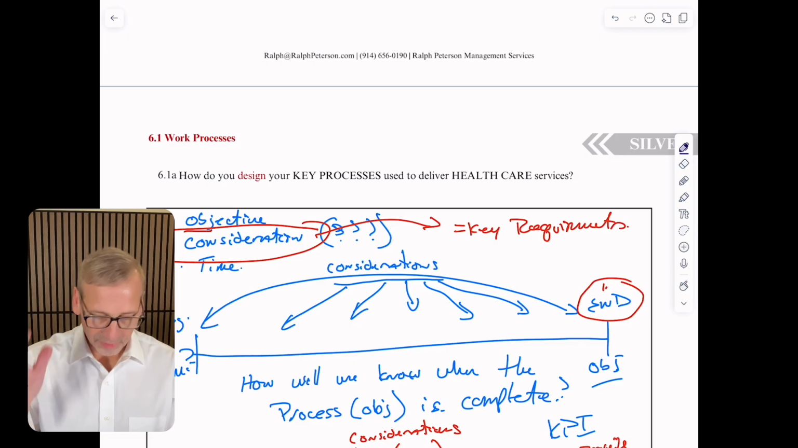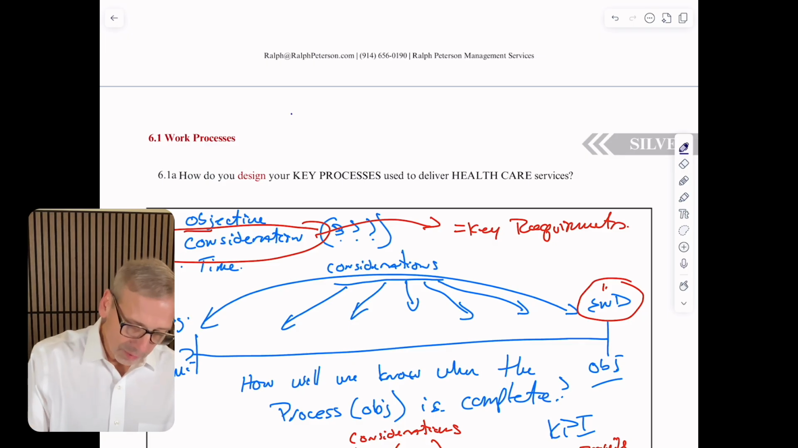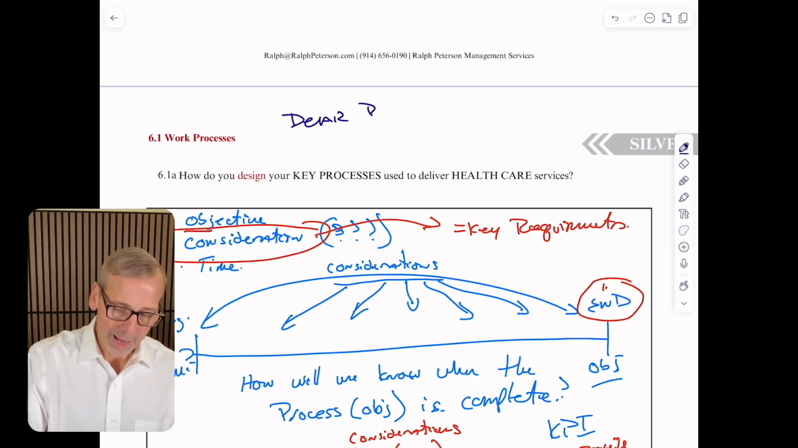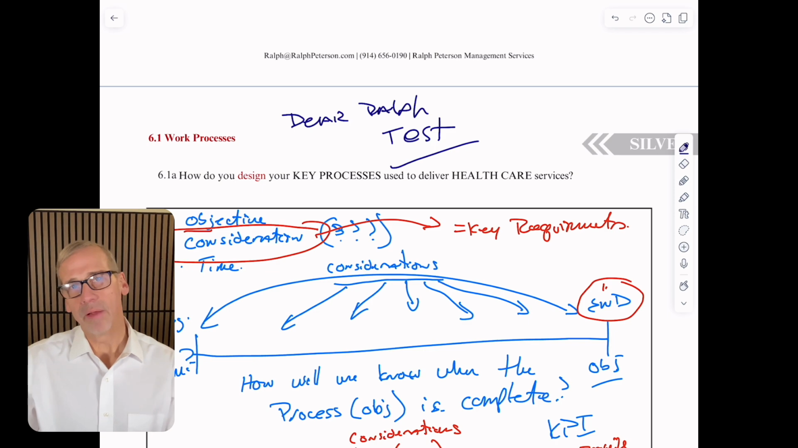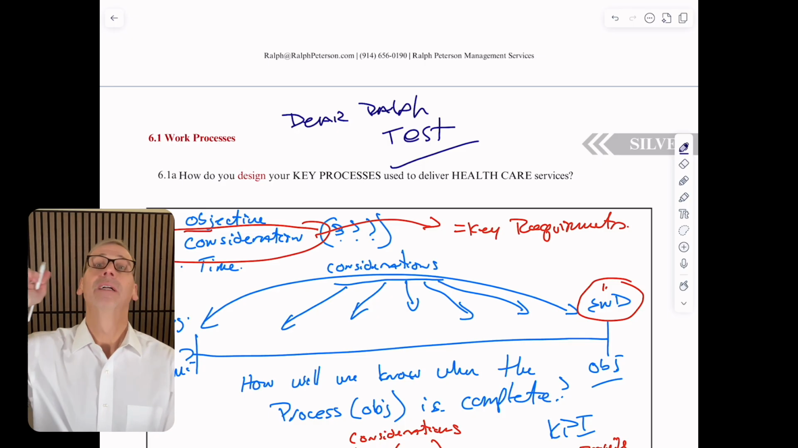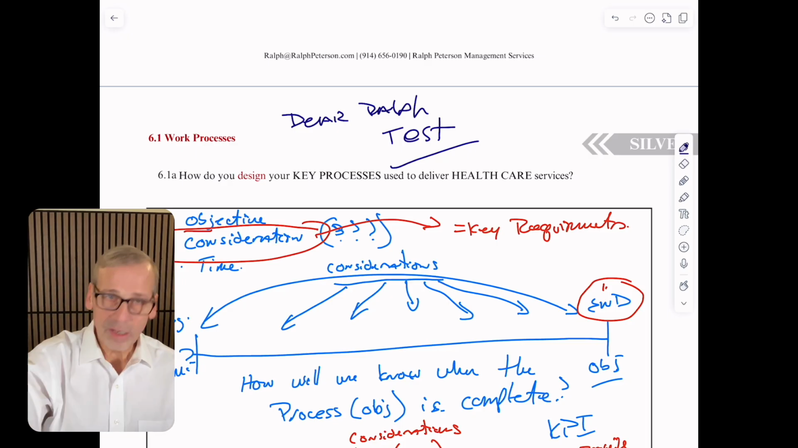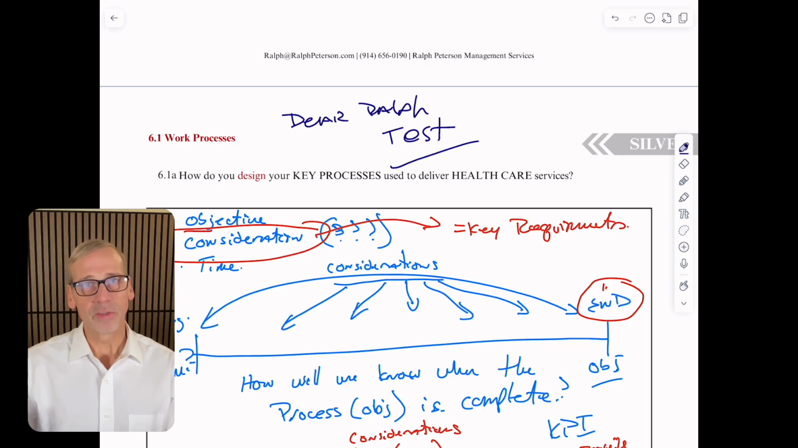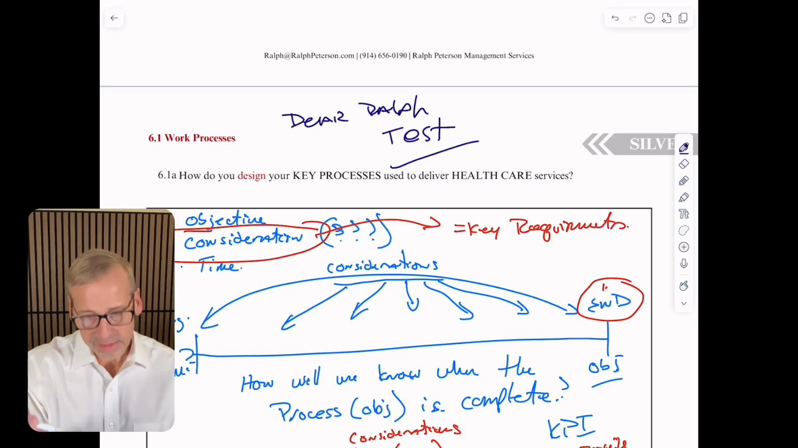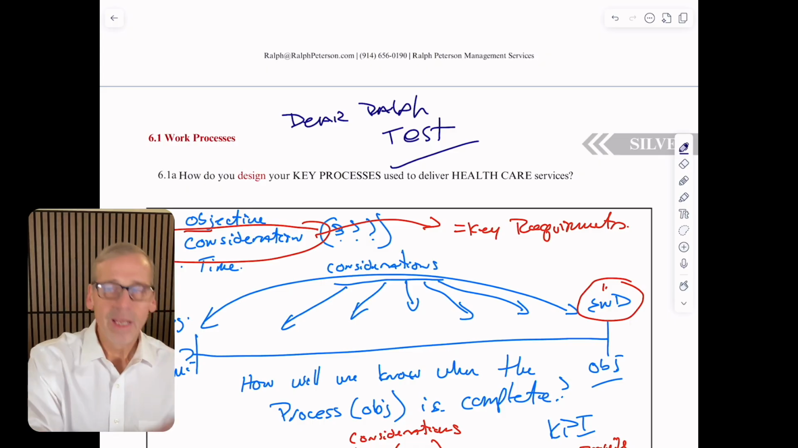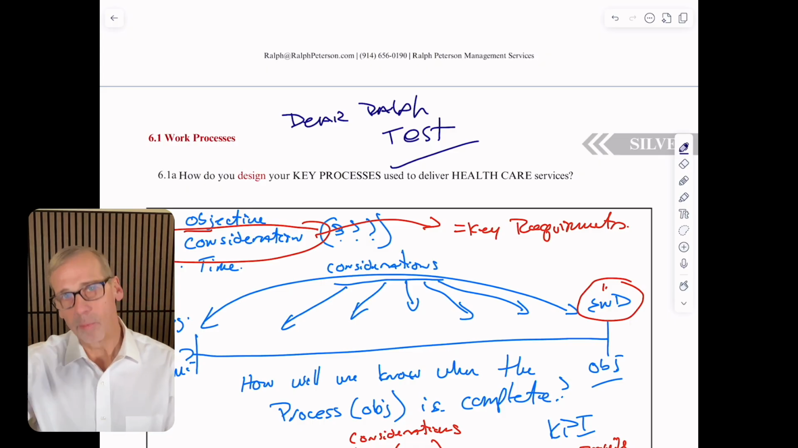When you're writing your answer to how do you design a key work process, use the Dear Ralph test. I should be able to follow along with your answer and be able to create a design, a work process, a healthcare process, just following your step-by-step instructions. Think of a job routine. We do this, and then we do this, and this is what I want you to do. I want you to do this, and then this, and then this.